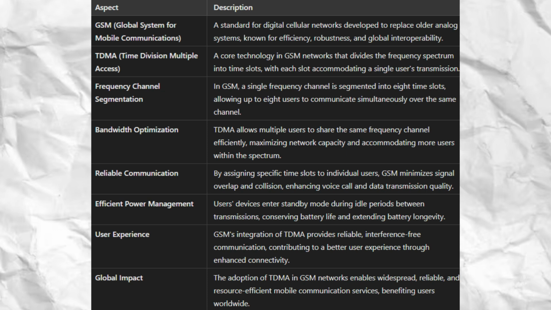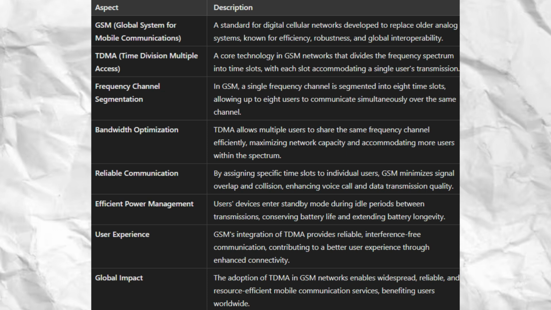GSM is a widely adopted standard for digital cellular networks, initially developed to replace older analog systems. It's renowned for its efficiency, robustness, and global interoperability. TDMA is one of the core technologies employed within GSM networks.